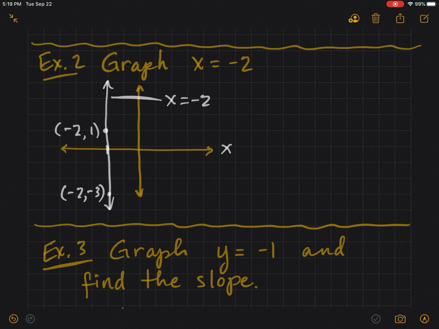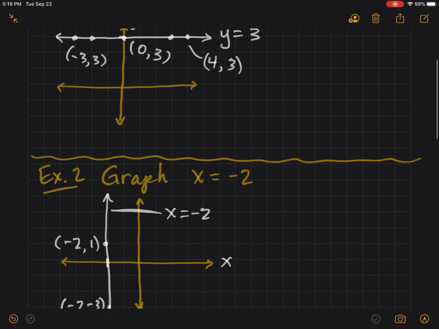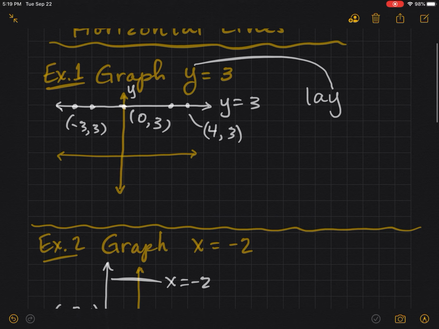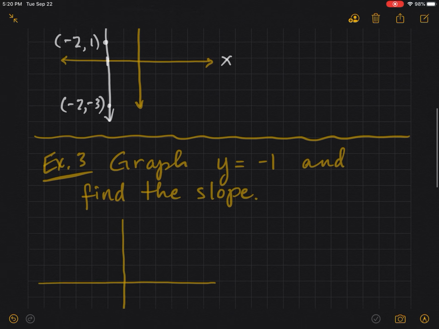One thing that a teacher used to say, and it helped me remember, it's funny how the silliest things you remember. He says that the y equations lay down, and y has a y in it. I don't know, that's so silly, but I always remembered that.